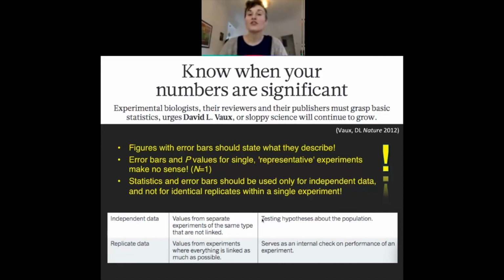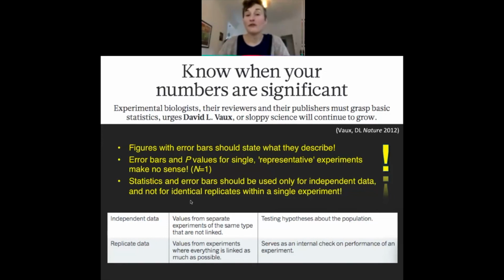David urges experimental biologists, reviewers, and publishers to grasp basic statistics, because otherwise sloppy science will continue to grow. He gives a few recommendations in this comment article, and three of them I pulled out for you. What David asks for is figures with error bars in your manuscript. They should always state what these error bars actually describe.